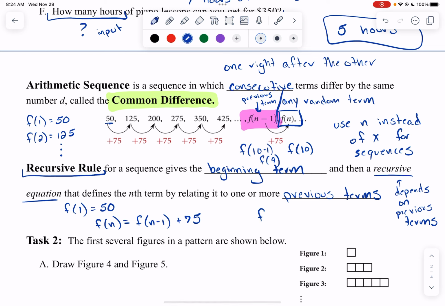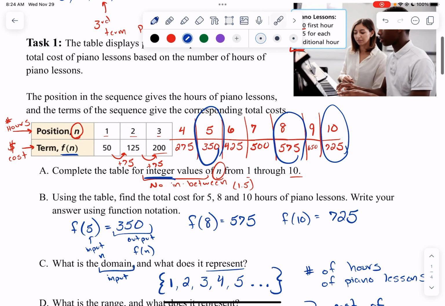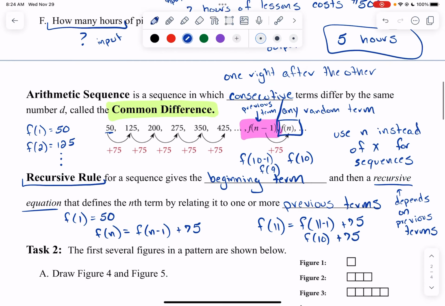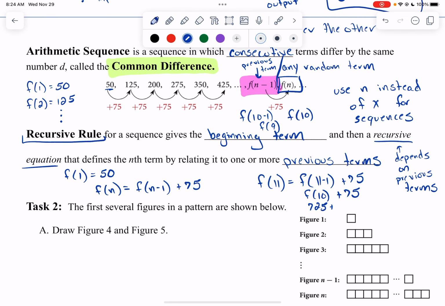So if I wanted to find the 11th term, f of 11, I would take f of 11 minus 1 and add 75. Or I would take whatever f of 10 is and add 75. So I have to come up here and know what f of 10 is. My f of 10 was 725. So I would take my 725 and add 75 to it. Okay, 850. Oh no, 800. Sorry, I read that as a 75. 800. So again, this is just representing the previous term.